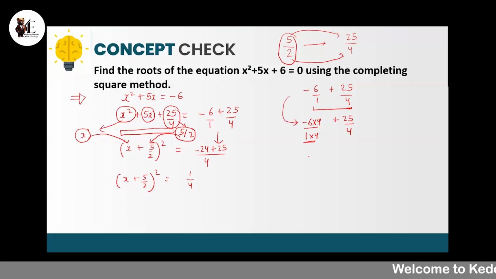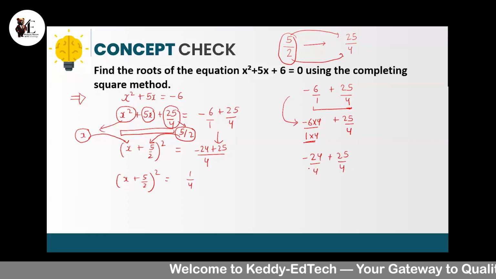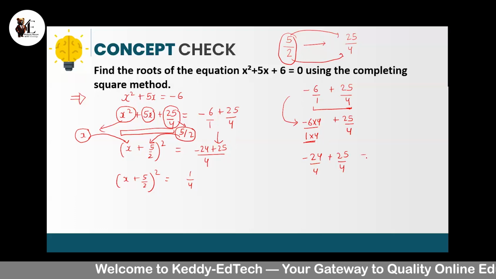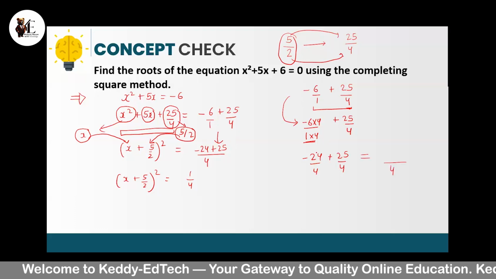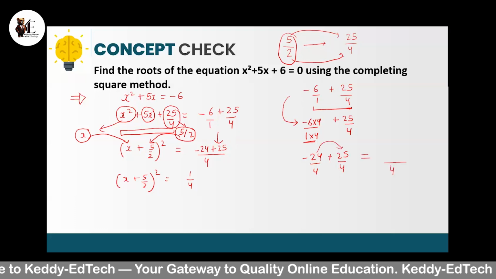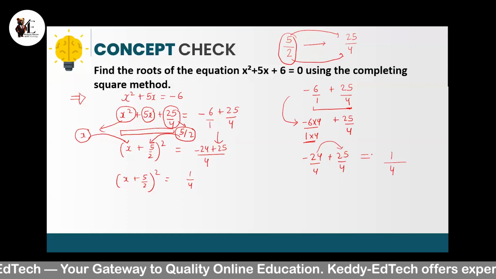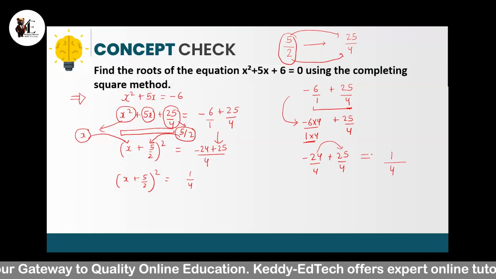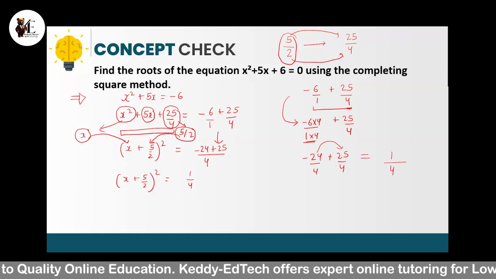So minus 6 into 4 will be minus 24, 1 into 4 is 4, plus 25 over 4. So now both the denominators are the same. When the denominators are the same, just simply write the denominator and solve the numerator. So 25 minus 24 will be 1 over 4. Okay.